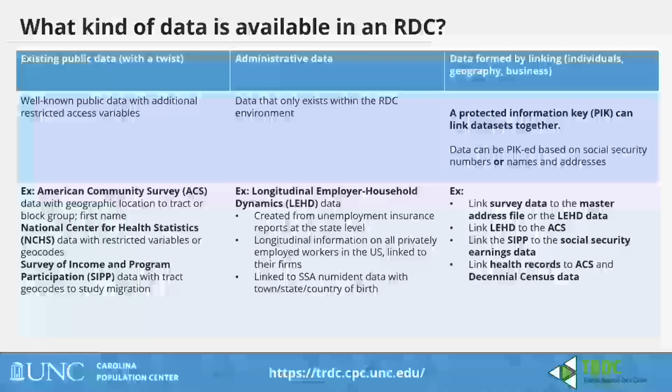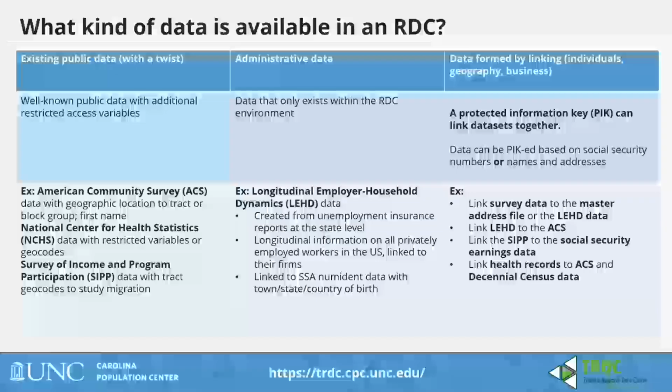So just sort of sketching out the different kinds of data that are available. Existing public data with a twist would be well-known public data with additional restricted access variables, such as the American Community Survey, which I'll be talking about today, that has the geographic location of the individuals who answered the questions. And CHS data with restricted variables with geocodes.